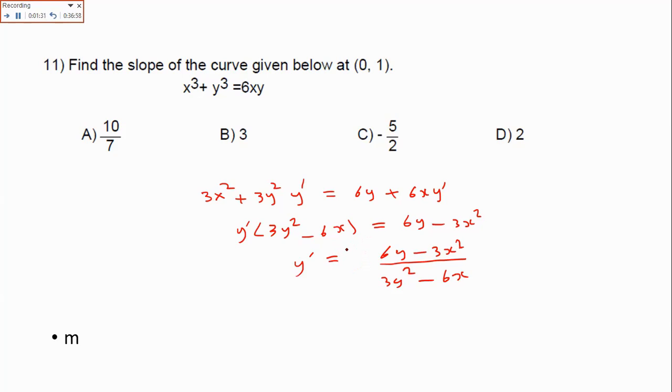Okay, all we have to do now is plug in x equal to 0 and y equal to 1. X equal to 0 means all of these terms are gone, right? Y equal to 1 means I will have 6 over 3. That's going to give us the answer, which is 2. Okay?